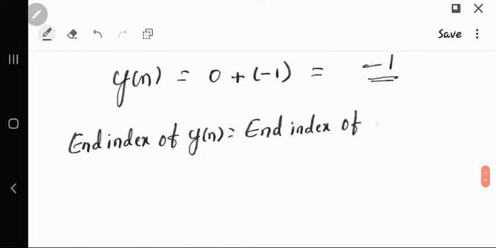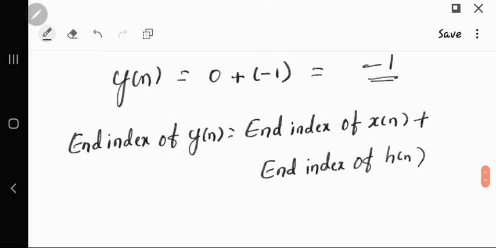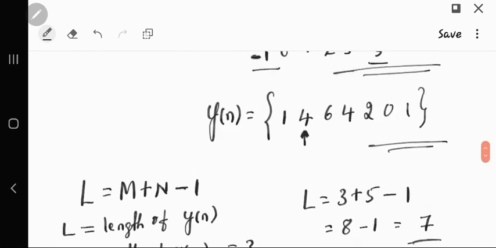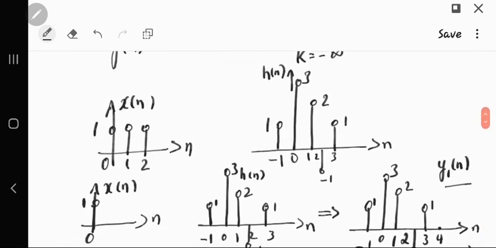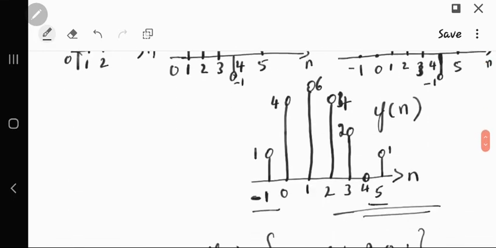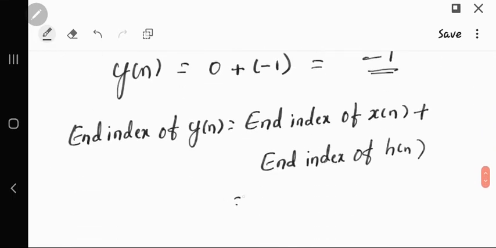End index of x of n plus end index of h of n. So if you look at the signal, the end index here is 2 in case of x of n and it is 3 in case of h of n. So let us add that. 2 plus 3, that is equal to 5.